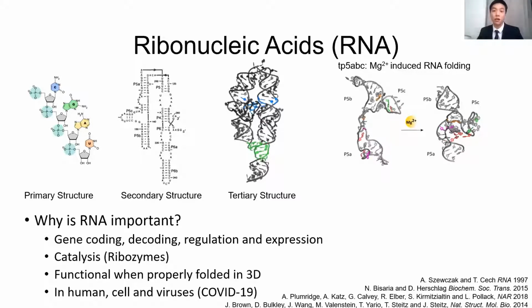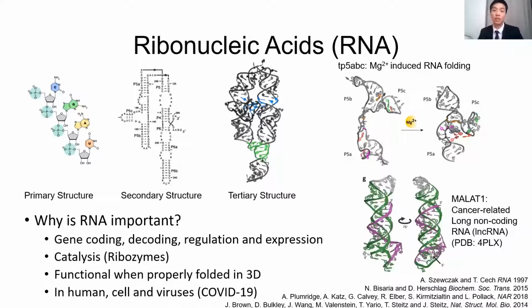And lastly, RNA is very common in human, in living cell, and also the viruses. And some of the RNA domains are found to be disease-related. For example, this molecule called MALAT1 is found to be a cancer-related RNA molecule and has been the drug target in many studies over the past few years.